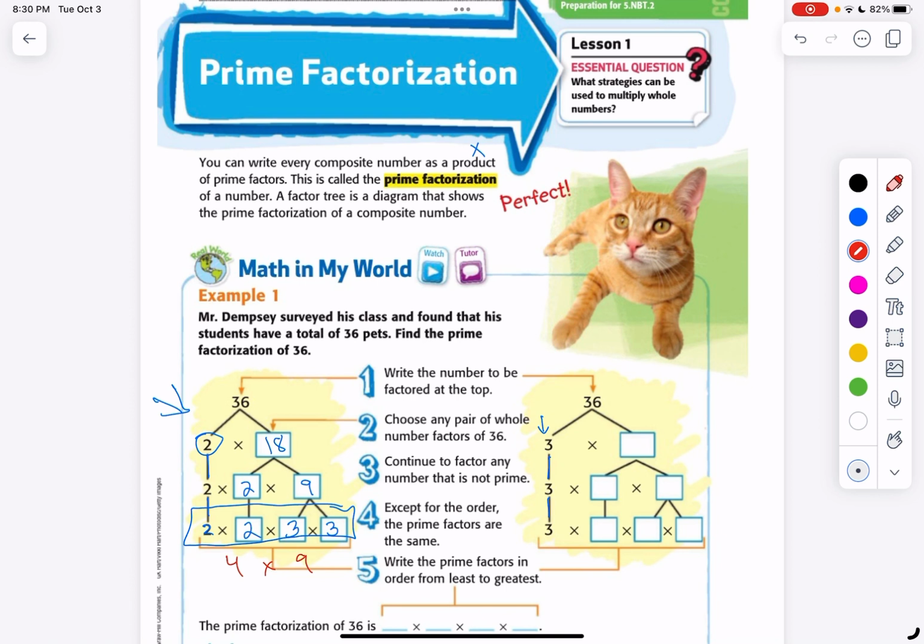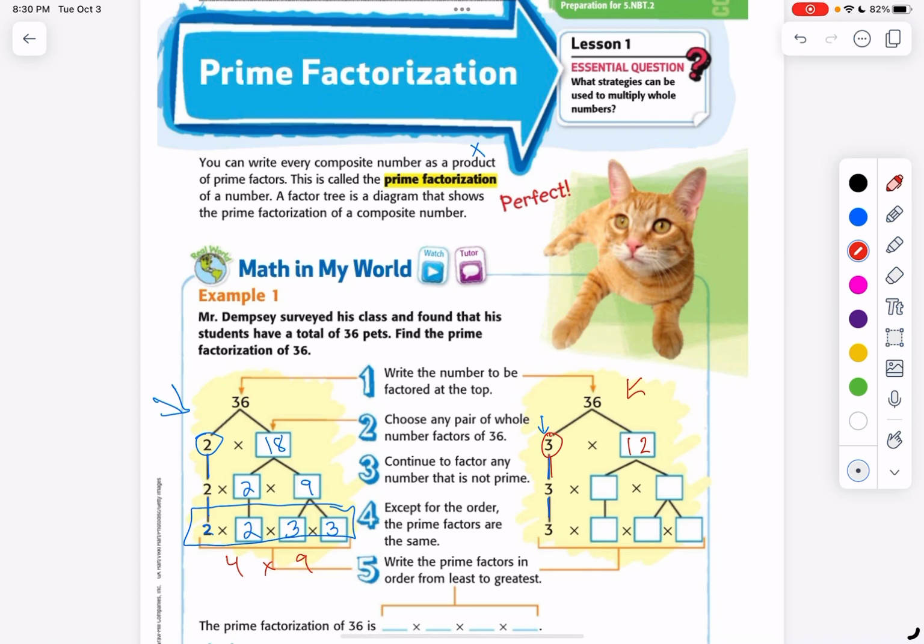Let's try finding the prime factorization of 36 in a new way. This time we'll start with 3. Well, 3 times what equals 36? 3 times 1 is 3. 3 times 2 is 6. Oh, yeah, because 3 times 11 is 33. So 3 times 12 is 36.